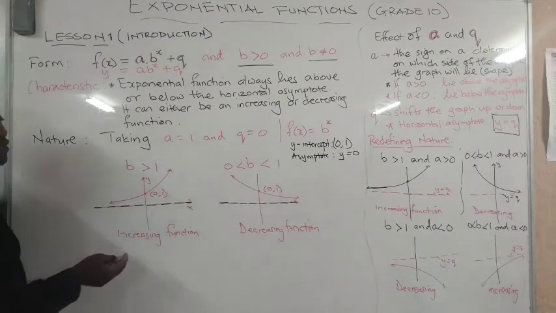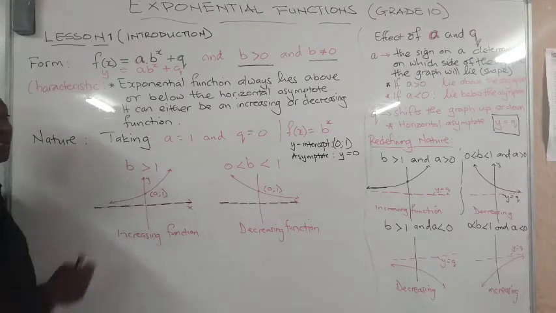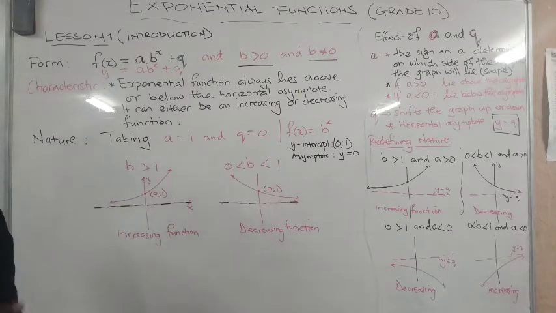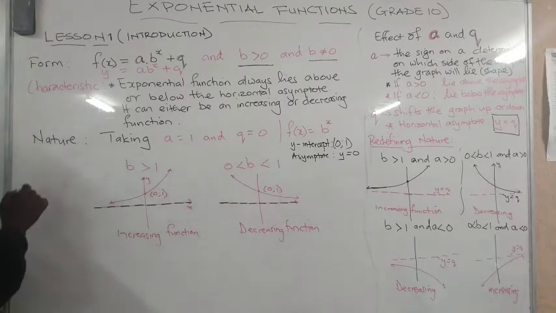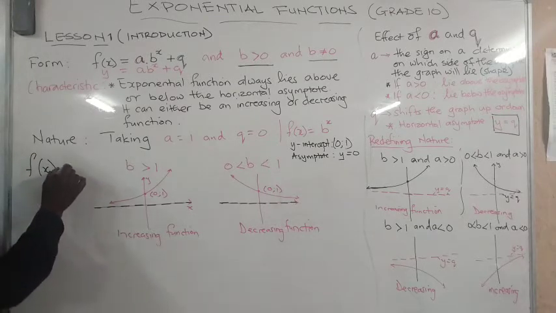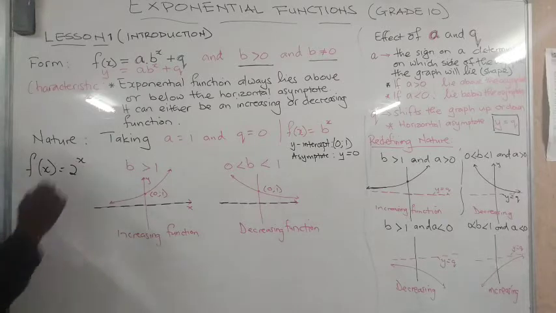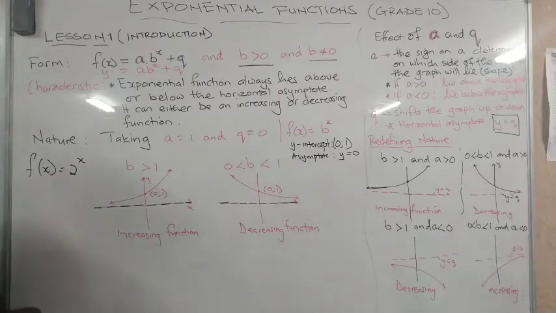So what we will have now, b can be greater than 1. And if b is greater than 1, we are talking something like f of x is equal to 2 to the power x. That's your b being greater than 1. What kind of a graph are you going to have?